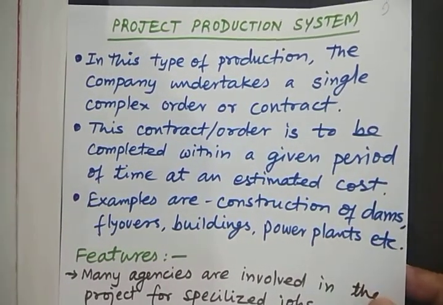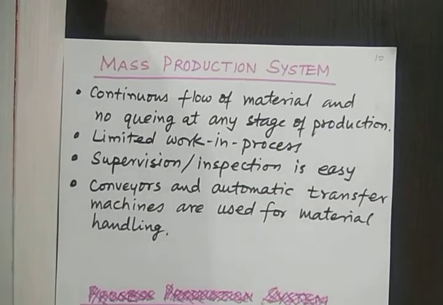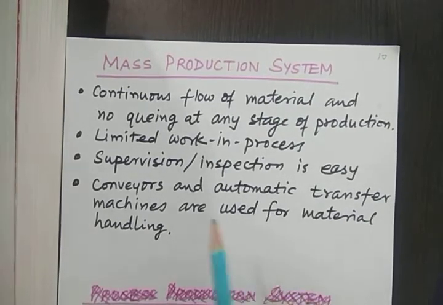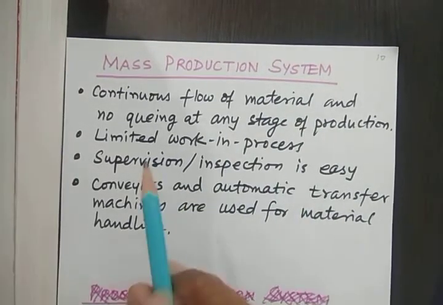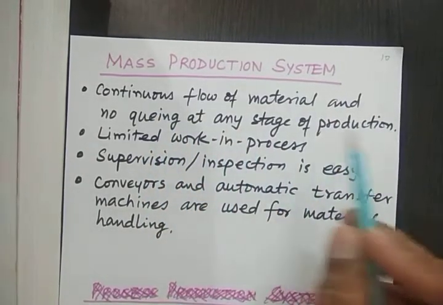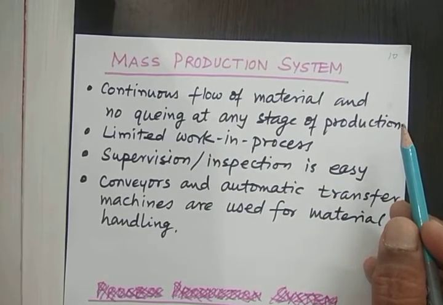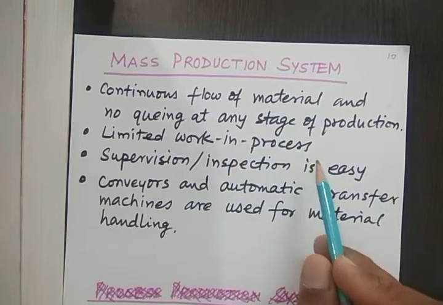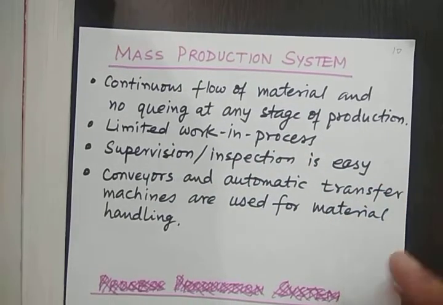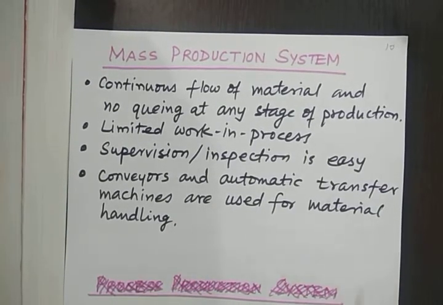Now we will discuss the continuous production system. There are two types of continuous production system. One is mass production system and another is process production system. As far as mass production system is concerned, there is continuous flow of material and no queuing at any stage of production. This is the first feature of this mass production system. There is limited work in process. Supervision or inspection is easy, very little inspection is to be done, and conveyors and automatic transfer machines are used for material handling.